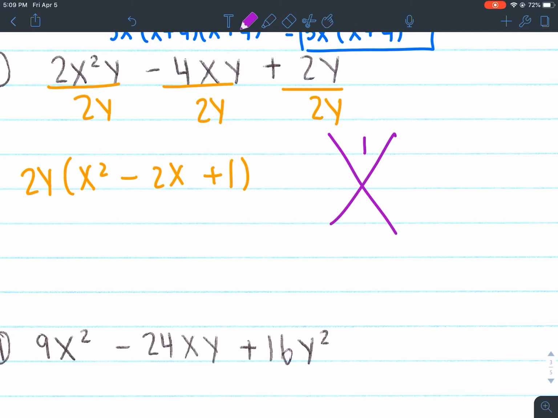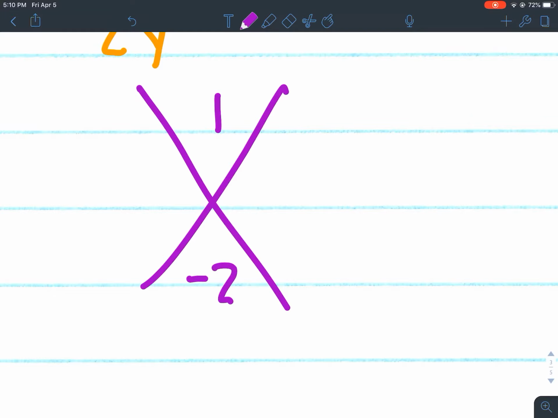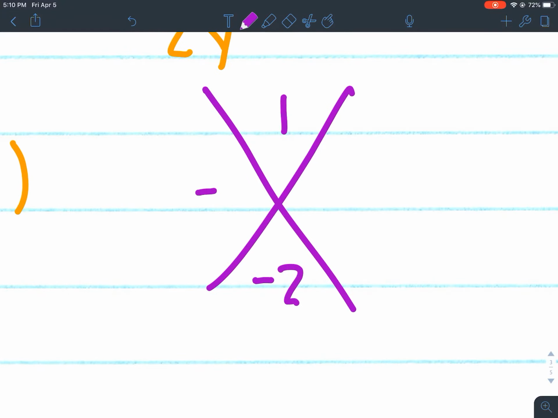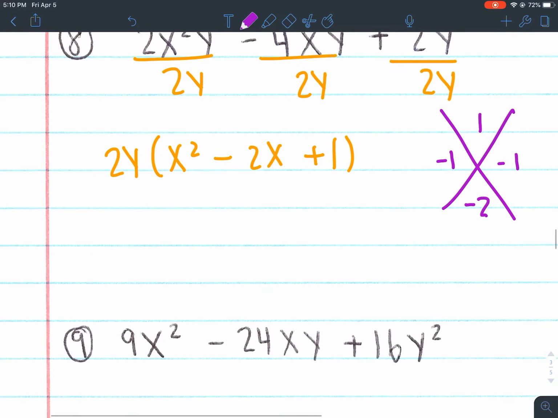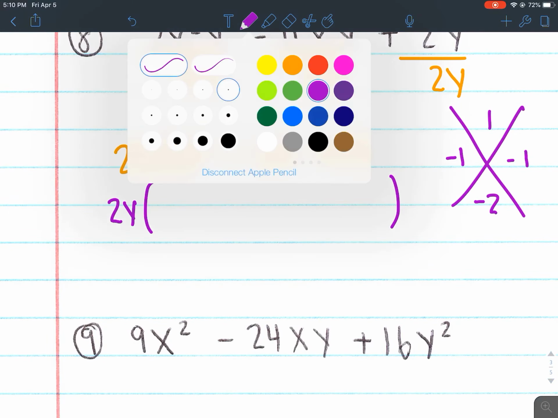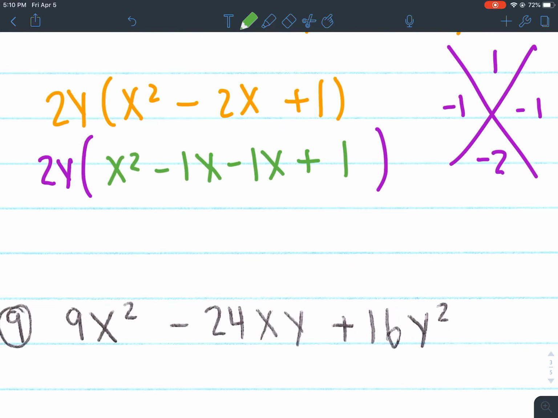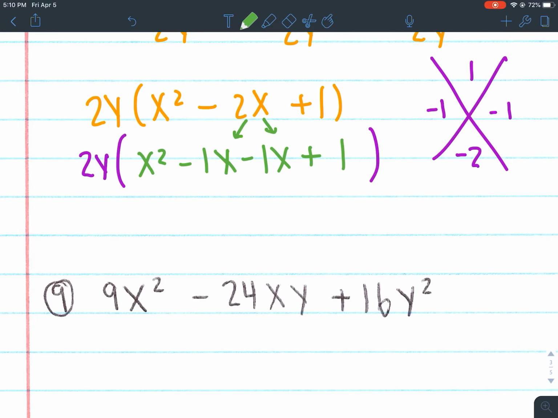Okay, 1 times 1 is 1, that goes up top, and then I have negative 2 down there because I wanted to add to negative 2. Two numbers that multiply to make positive 1 and add to make negative 2 are negative 1 and negative 1, okay? So I have 2y just sticking on the outside there, and then I have x squared minus 1x minus 1x plus 1, okay? Again, I'm just splitting this guy up.